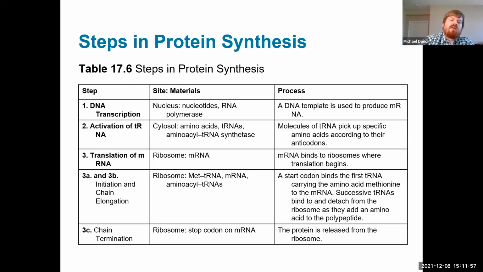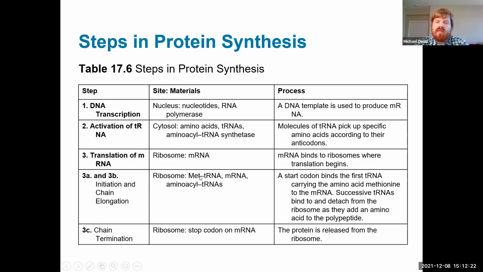So this is our overall overview of the steps of protein synthesis. We start from DNA transcription. That's where DNA produces mRNA. Then we have tRNA activation, where tRNA picks up specific amino acids for the given anticodon. Then we have the translation of the mRNA, which occurs in the ribosome. And that's where mRNA binds to the ribosome.